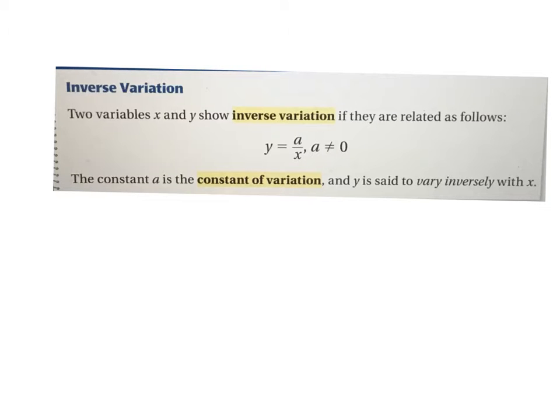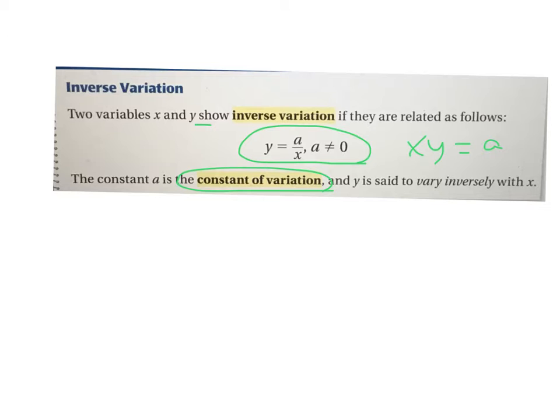Inverse variation, first of all: two variables, x and y, show inverse variation if they're related like this, y equals a over x. Inverse meaning the x is in the denominator, or divided by the x. You could also write it like this: if you multiply both sides by x, it would be x times y equals a. A has a special name. It's called the constant of variation.